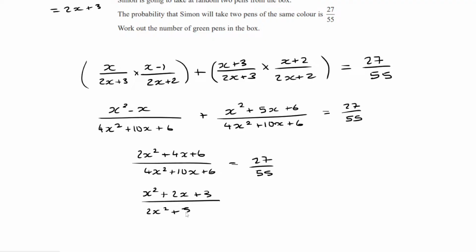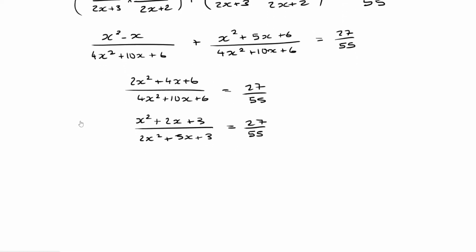2x squared plus 5x plus 3. Now I would probably cross multiply because I don't want to have fractions. I can't solve anything with fractions, right? I don't think 27 over 55 simplifies, which is annoying. Yeah, it doesn't. So we're going to have to cross multiply, as in multiply by the denominators so that they cancel out. So all of that's multiplied by 55, which is, as I said, mildly annoying, but that's fine.